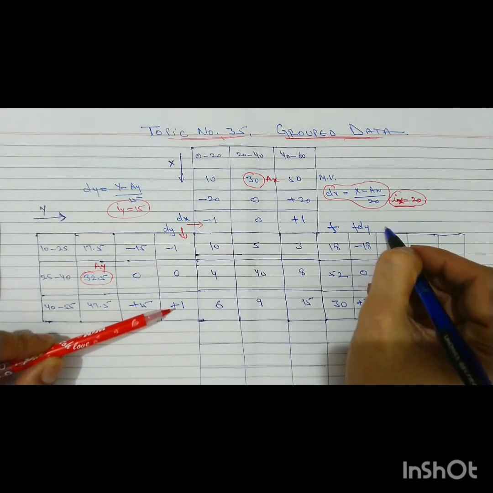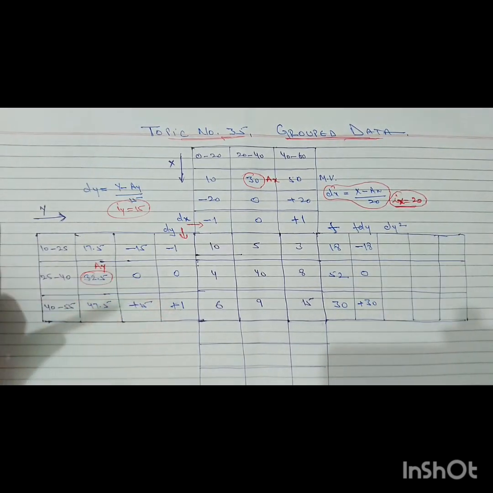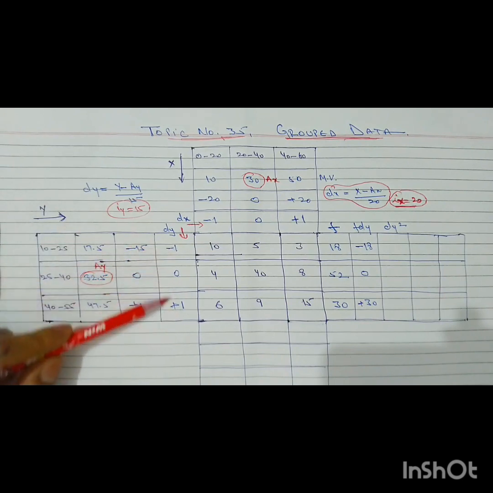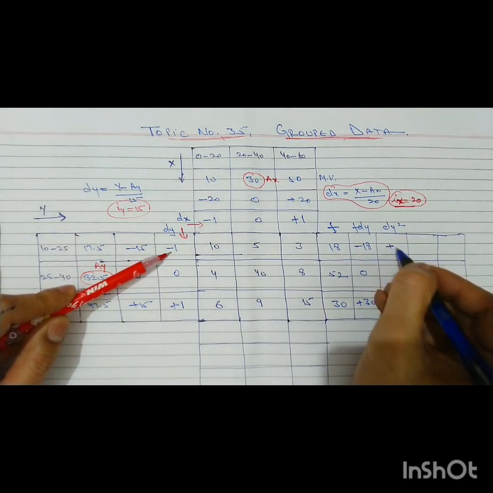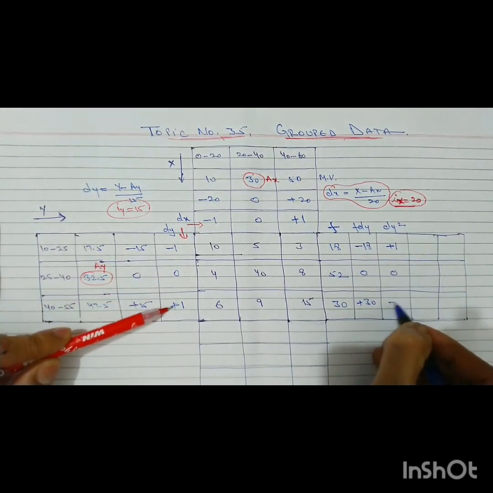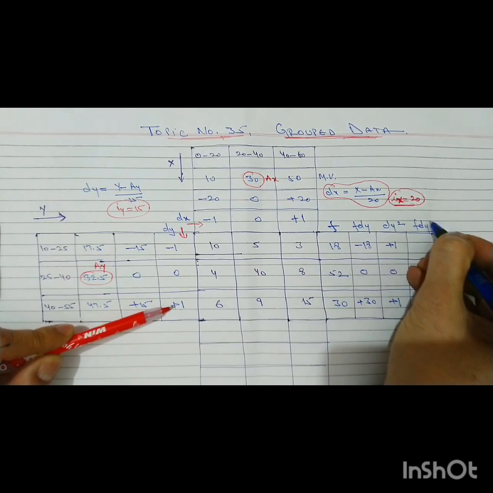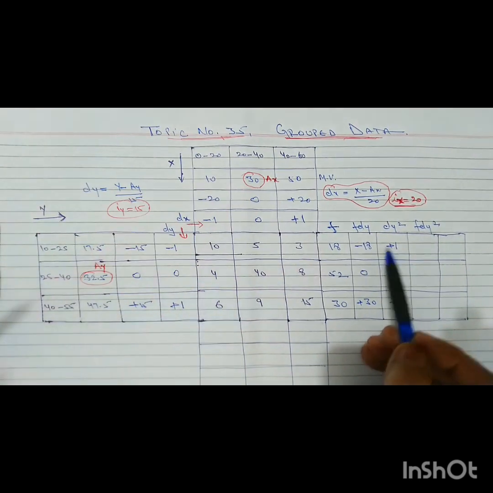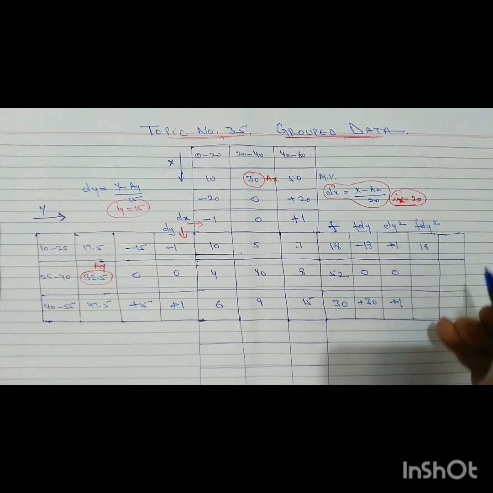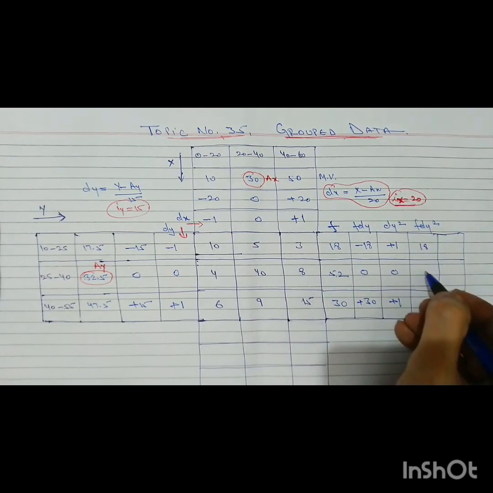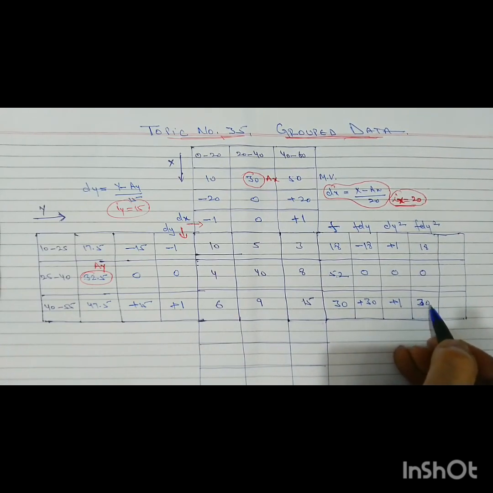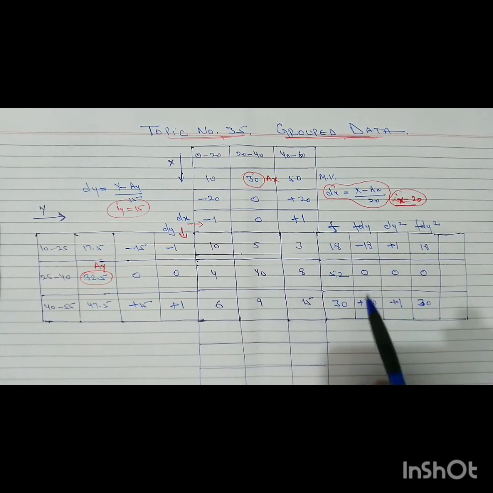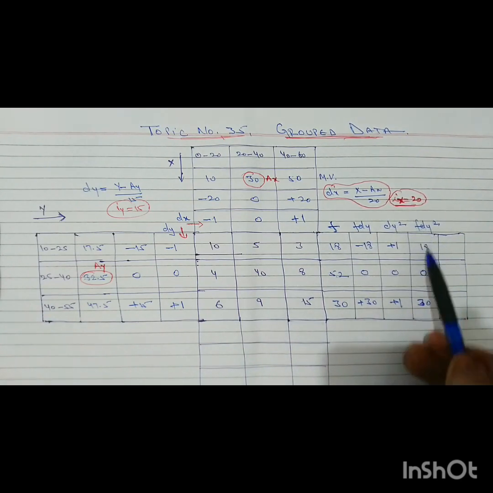Now find dy square, which is the square of this column: minus 1 square is plus 1, 0 square is 0, plus 1 square is plus 1. Now find f dy square, which is dy square into f. 18 into 1 is 18. 52 into 0 is 0. 30 into 1 is 30. So we have the f column, the dy column, the f dy column, the dy square column and the f dy square column.